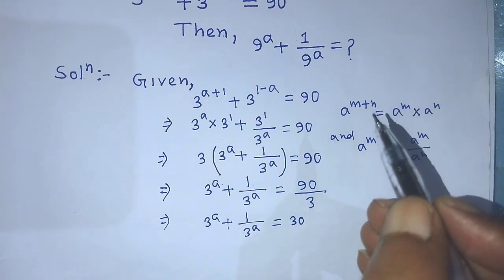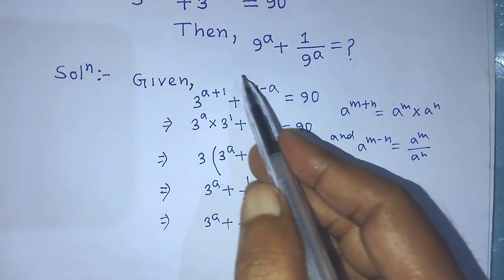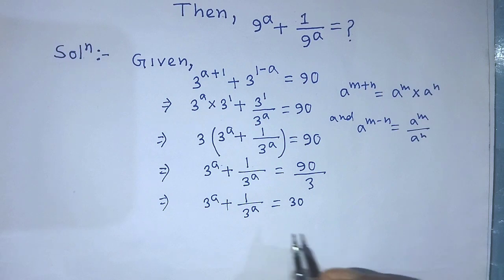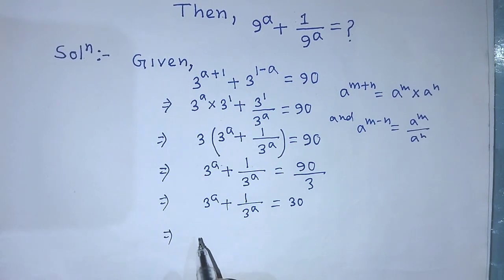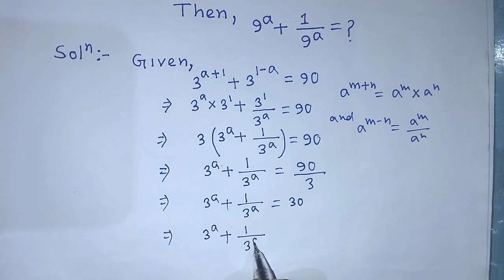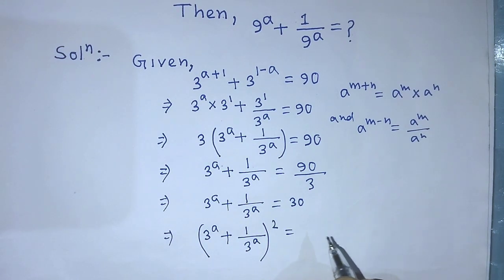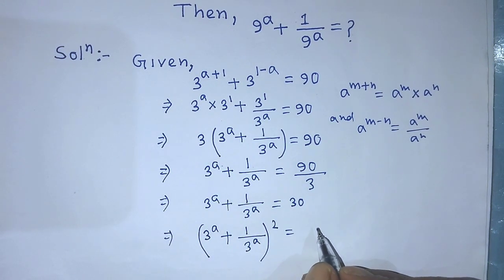So student, to find the value of this algebraic expression, we have to take square on both sides of this equation. Okay, so if you take square on both sides, we have to write on the left hand side 3 to the power a plus 1 over 3 to the power a whole to the power 2 is equal to, on the right hand side, 30 square.